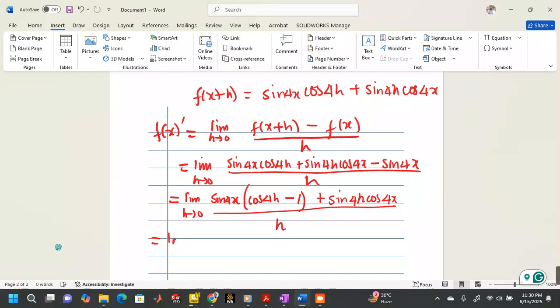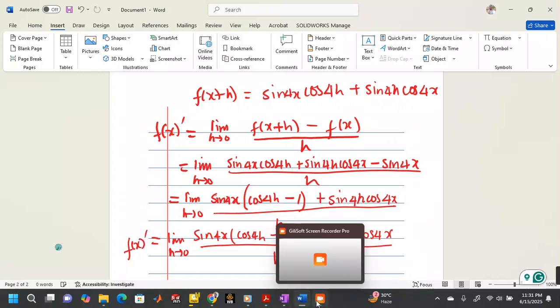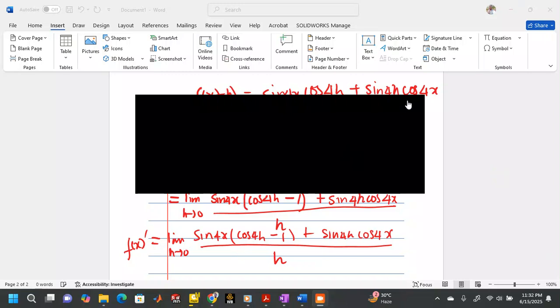Okay, so let me just rewrite this. Limit as h approaches 0, sine 4x cos 4h minus 1, plus sine 4h cos 4x, over h. So this is f'(x). Okay, so we continue.